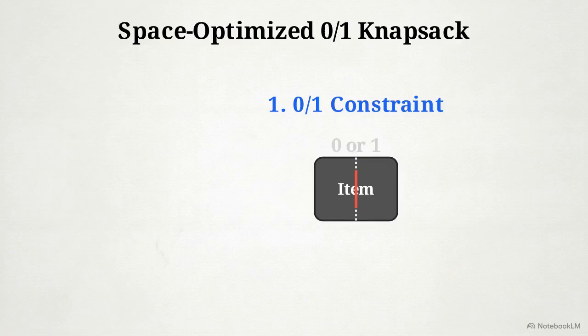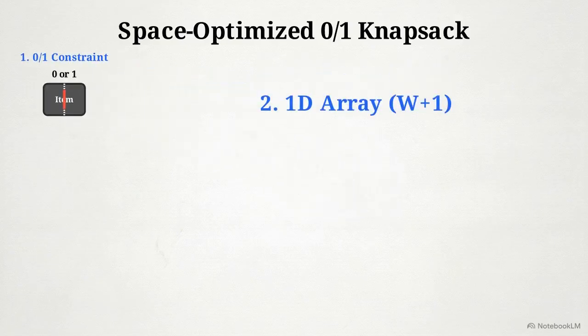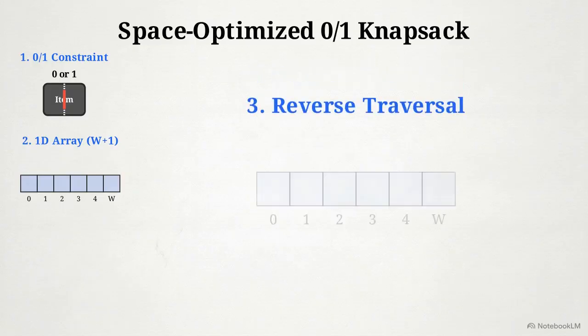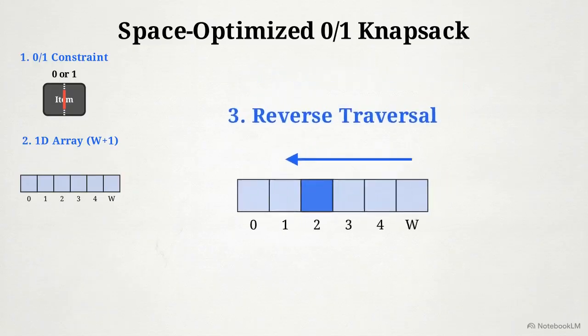To solve a space-optimized knapsack problem, follow 3 strict rules. The 0-1 constraint means pick all or none. Space optimization demands a single array sized to W plus 1, and you must always traverse that array backwards.